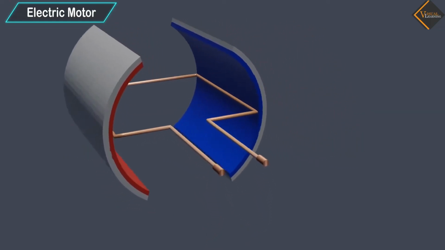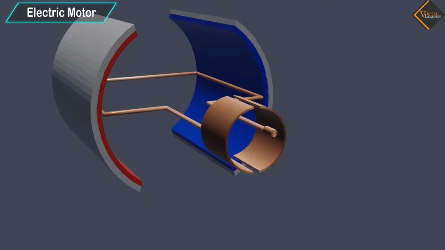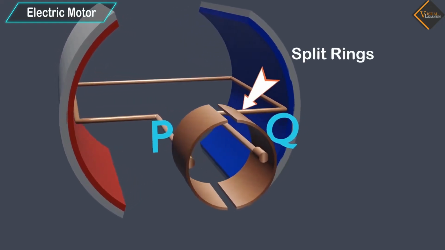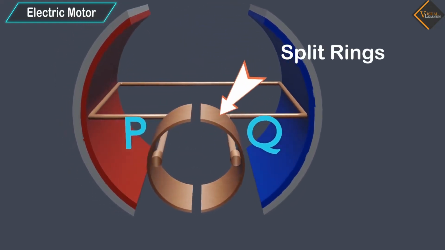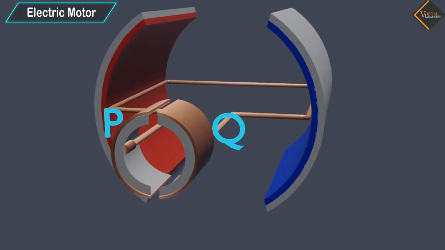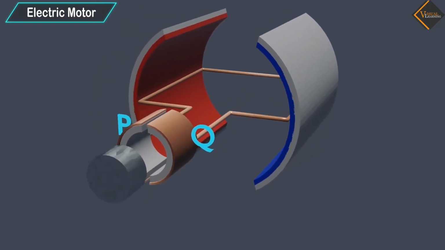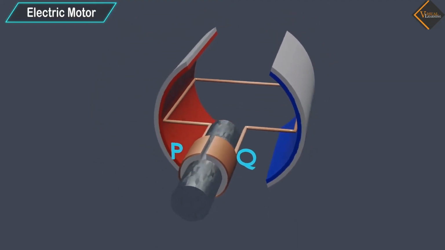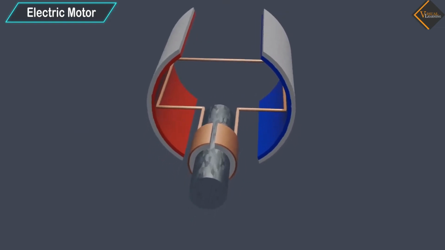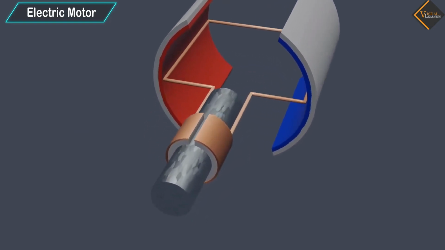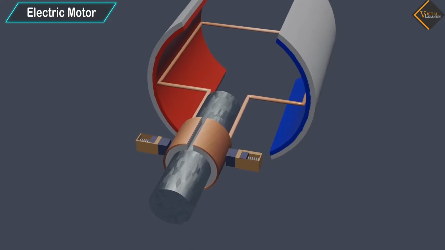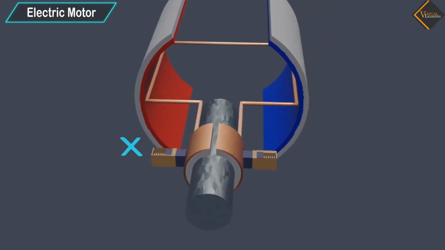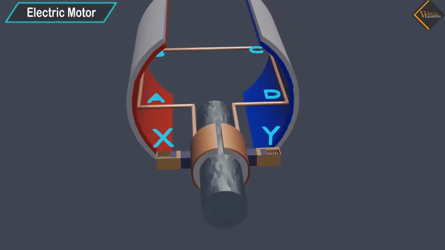The ends of the coil are connected to the two halves P and Q of a split ring. The inner sides of these halves are insulated and attached to an axle. The external conducting edges of P and Q touch two conducting stationary brushes X and Y, respectively.